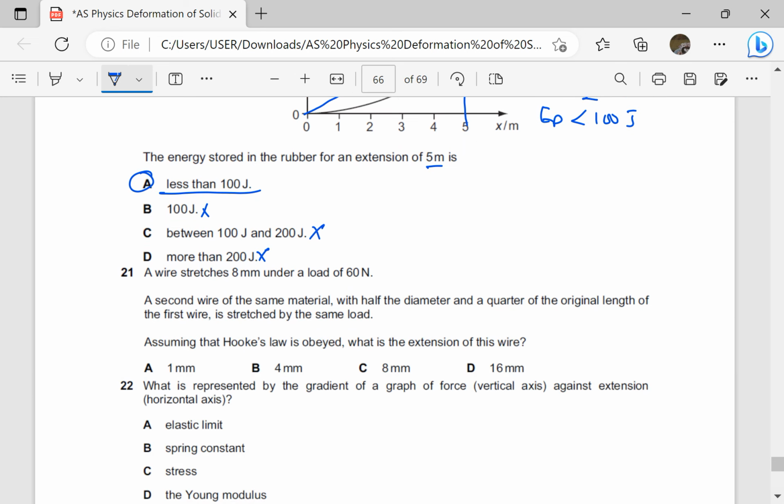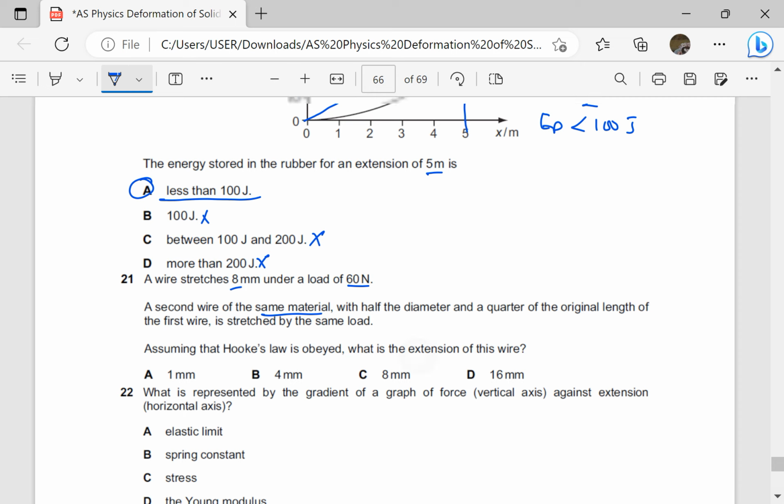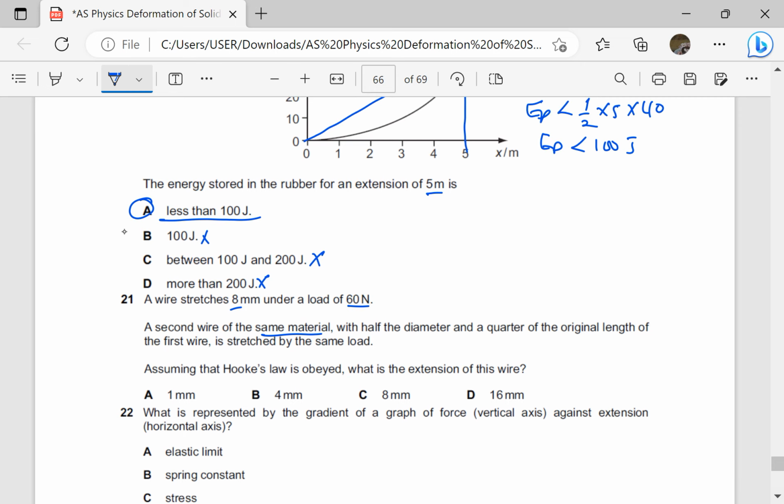A wire stretches 80 millimeters under a load of 60 newtons. A second wire of the same material, that means same Young modulus, with half the diameter and a quarter of the original length of the first wire, is stretched by the same load. Assuming that Hooke's law is obeyed, what is the extension of this wire? So let's first find the Young modulus. We know that Young modulus is going to be equal to 4F over pi d squared, then times original length over extension. Since it is the same, I'm just going to equate.